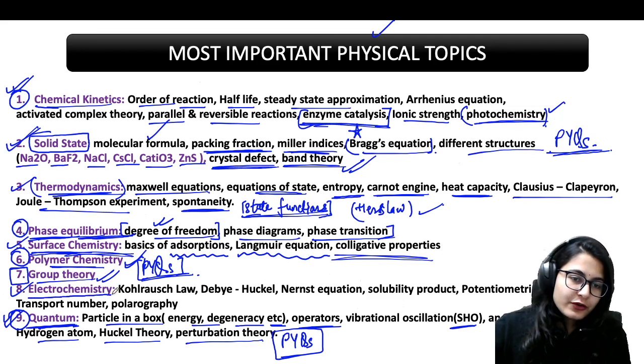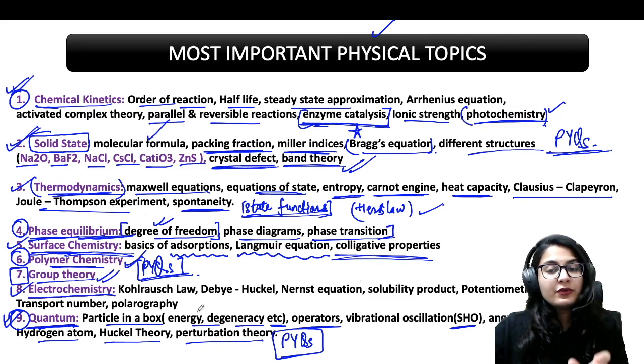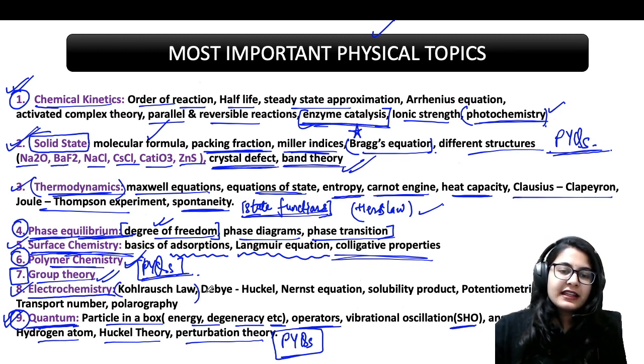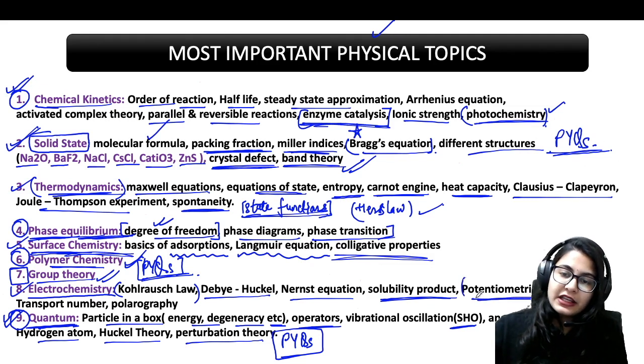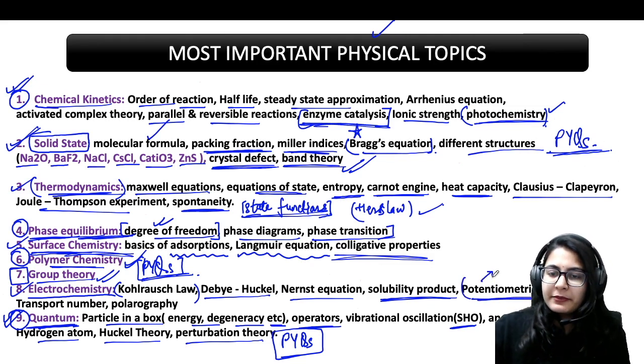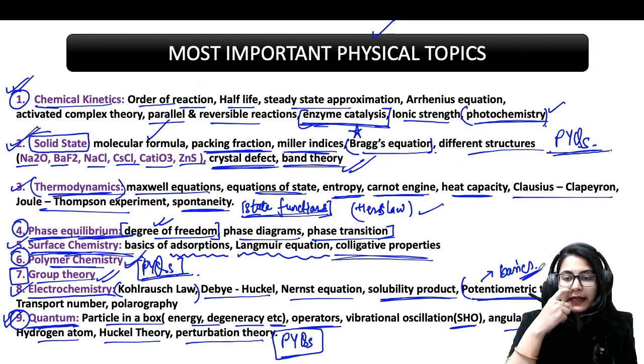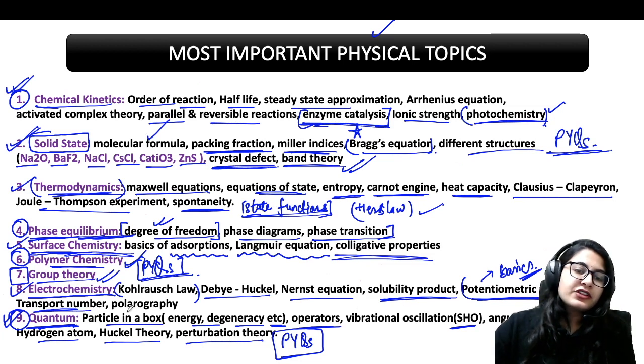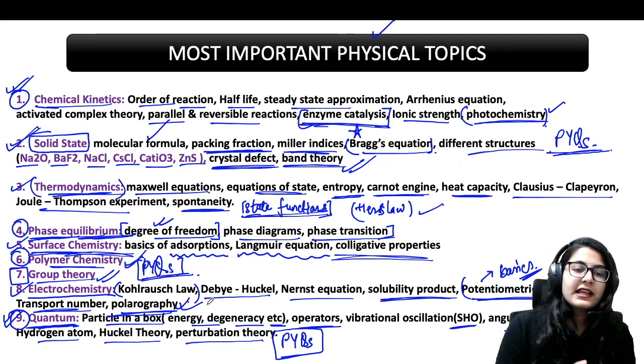Now from electrochemistry, what you can actually do in very less time is your Kohlrausch's law. It is super easy. Just practice directly. Debye-Huckel equation, Nernst equation, solubility product, potentiometric titration. Some few examples, जो basic examples हैं जो आपने किए हैं already BSc में, just those examples, potentiometric titration. Transport number calculation and polarography. So polarography is also very direct, just like polymer chemistry.